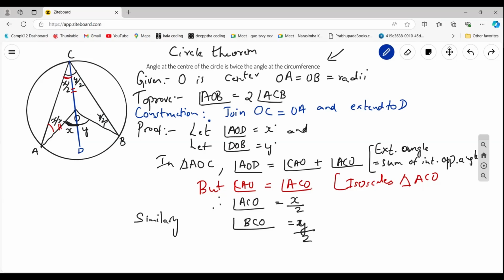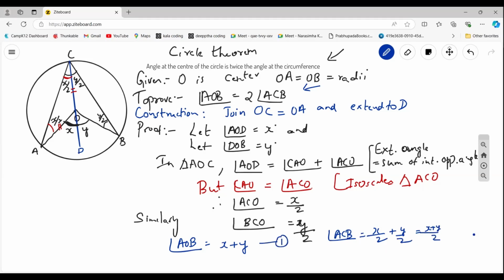Now, what is it that we wanted to show? We wanted to show that AOB, correct? We wanted to show this, right? To prove. How can we do that now? Angle AOB is nothing but X plus Y. That is X plus Y. Fine. Then what happens? Now, let's say angle ACB. Angle ACB is equal to X by 2 plus Y by 2, which is nothing but (X plus Y) by 2.